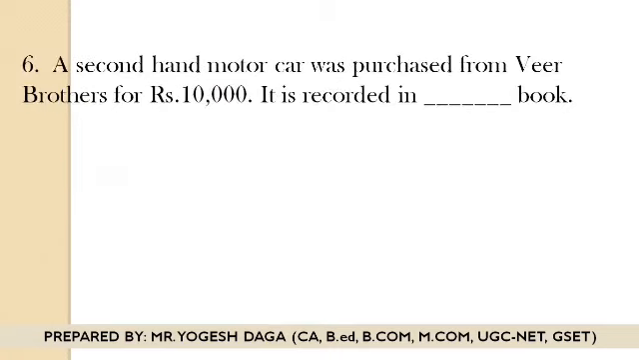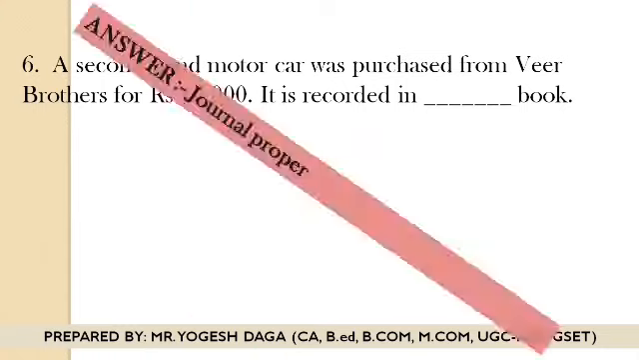Sixth question: a second-hand motor car was purchased from Veer Brothers for rupees 10,000. It is recorded in the dash book. Now students, here it is written second-hand motor car. It means we are not dealing in the business of cars. We are purchasing the second-hand motor car either for the business purpose or for any other purpose. So where will you record this 10,000 transaction which you have done with Veer? So you are required to know the answer. The correct answer is the general proper book.